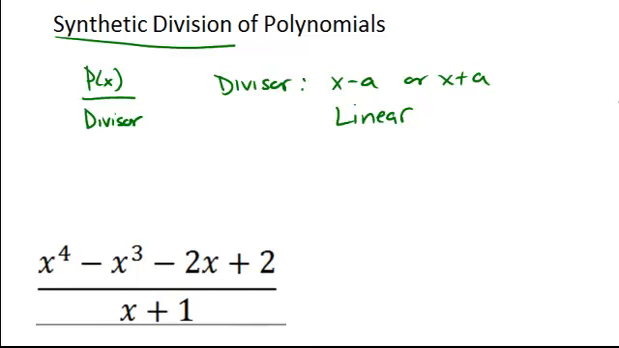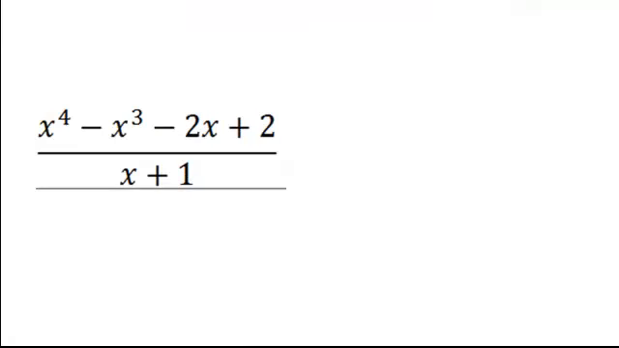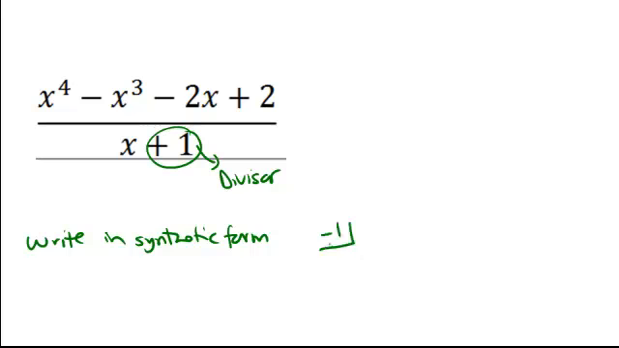So what we do is this. I'm going to show you the steps and then write down what we're doing as we go along. The first thing we're going to do is write the division in synthetic form. So here we have an example, x to the fourth minus x cubed minus 2x plus 2 divided by x plus 1. This is your divisor, of course. So when we write something in synthetic form, what we mean is you always want to take the opposite of this number. So if there's a plus 1, you want to write negative 1, write it like that.